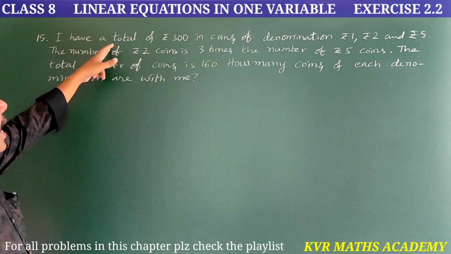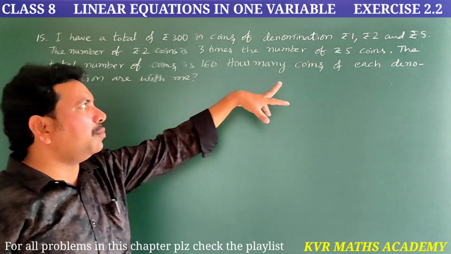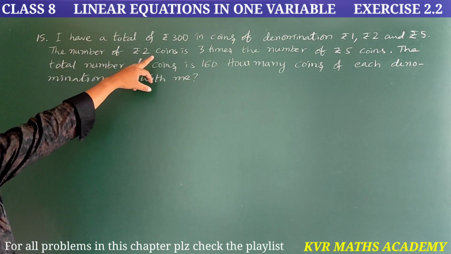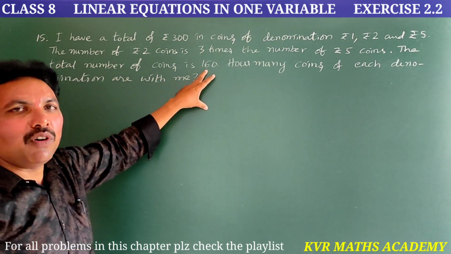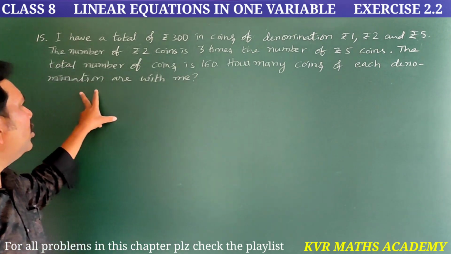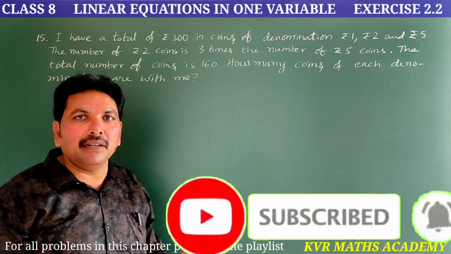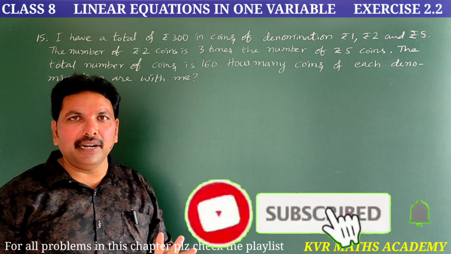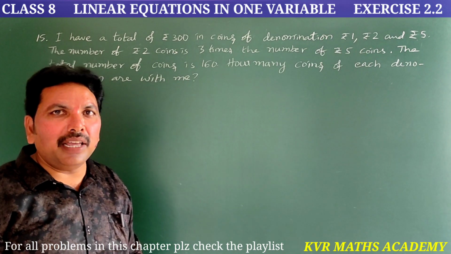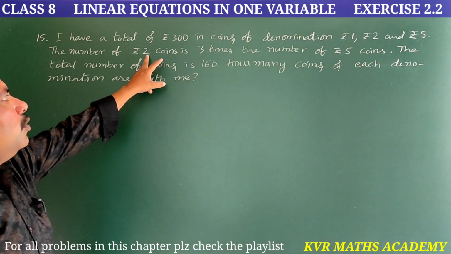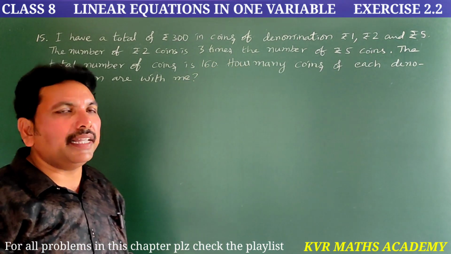Next, 15th question. I have a total of rupees 300 in coins of denomination rupees 1, rupees 2 and rupees 5. The number of rupee 2 coins is 3 times the number of rupee 5 coins. The total number of coins is 160. How many coins of each denomination are with me? So totally 160 coins are there, and 2 rupee coins is 3 times the number of 5 rupee coins. We have to find the number of coins in each denomination.